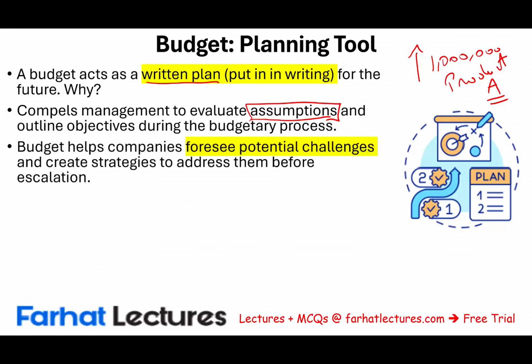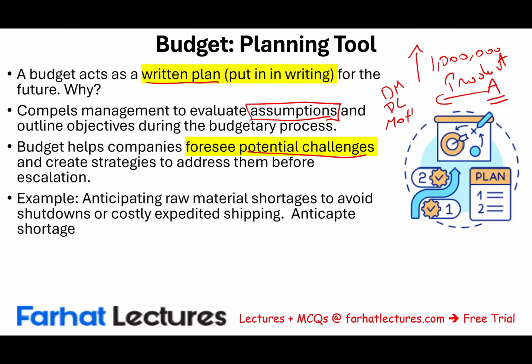It's going to help me foresee potential challenges. If I need to produce product A, I need direct material, I need direct labor, I need to allocate manufacturing overhead. Therefore, once I put the numbers down, the budget challenges my assumptions, and by doing so, it helps me foresee potential challenges. I don't want to start producing A and not have enough resources. That's why a budget will address those escalations down the road. For example, anticipation of raw material shortage is part of the budget. You would know if you are going to have any shortage based on your assumptions.